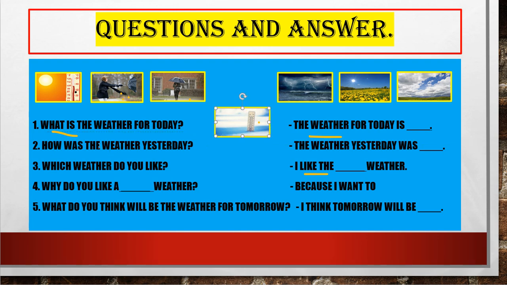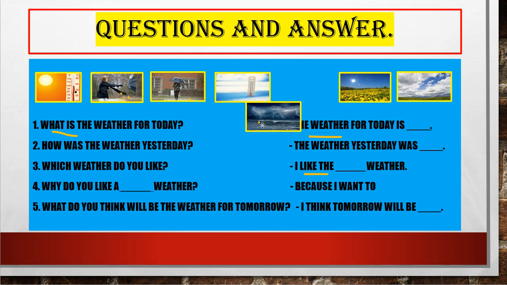What is the weather for today? You can say the weather for today is cold. I will put this one here. What is the weather for today? The weather for today is stormy, like that. So this is an example.